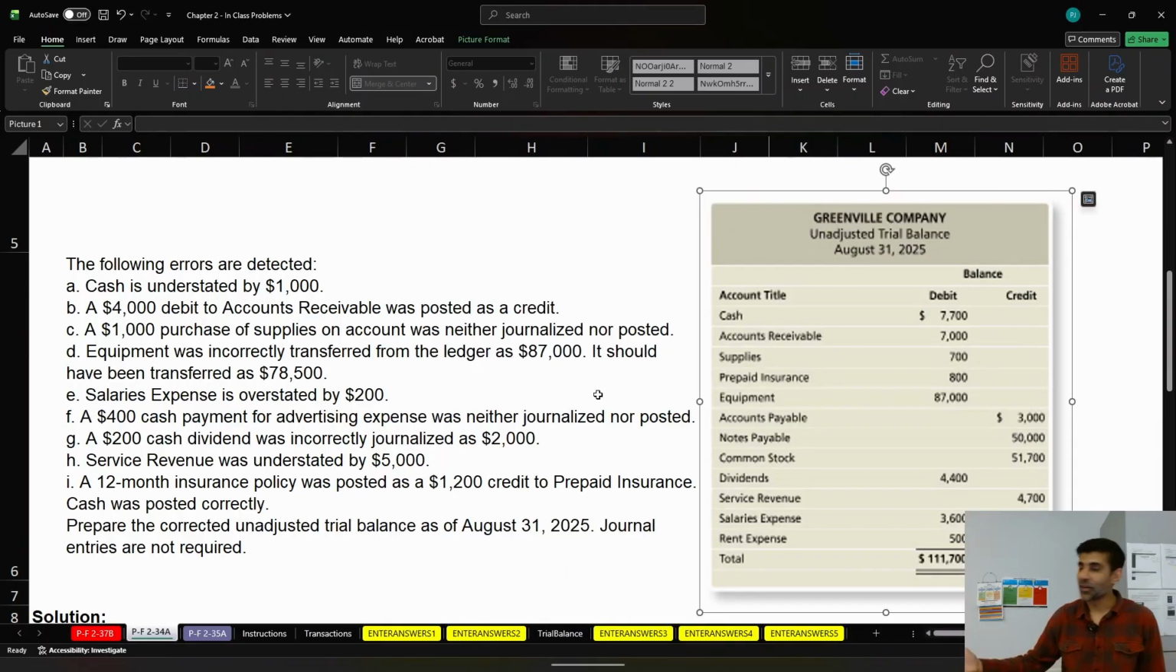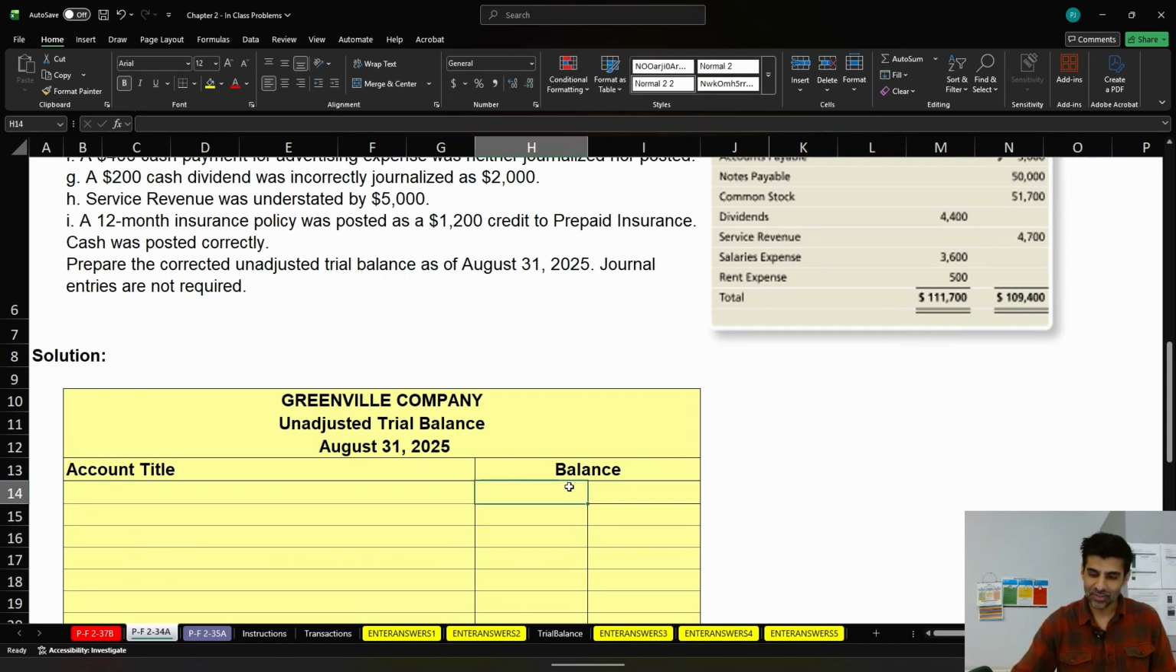Just to do the first one as an example, cash understated by 1,000. I see cash here is a debit balance of 7,700. If it's understated, what does that mean? Is it too low or too high? It's too low. So what should I do? Should I add 1,000 or subtract 1,000? Add. Okay, good. So 8,700 cash.